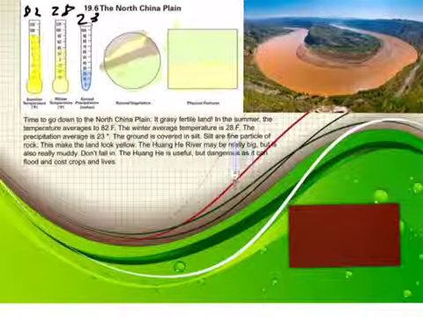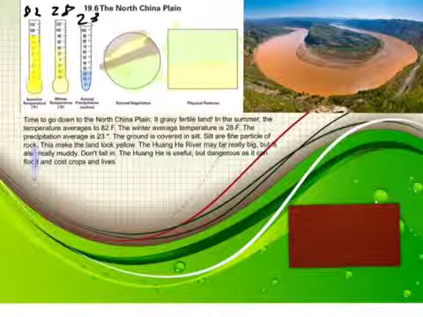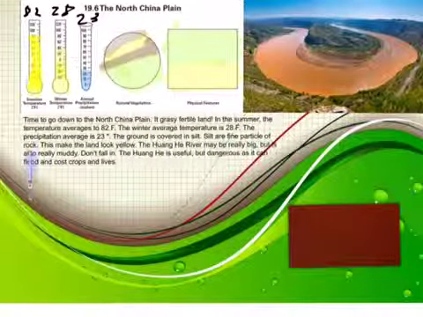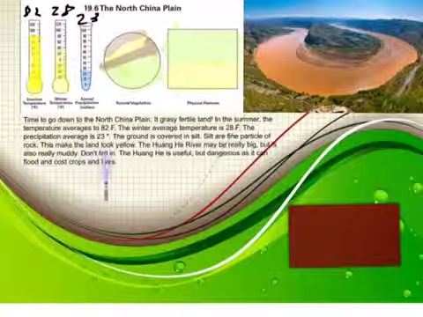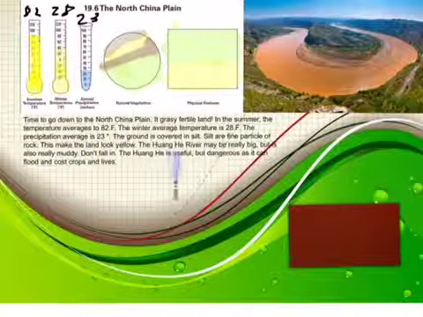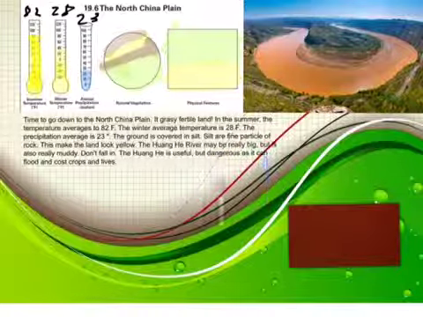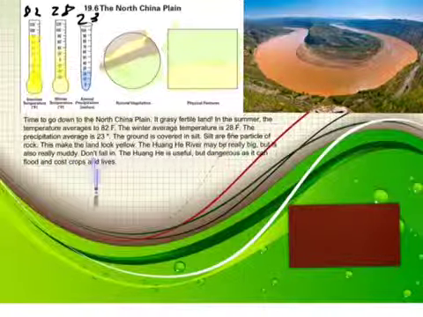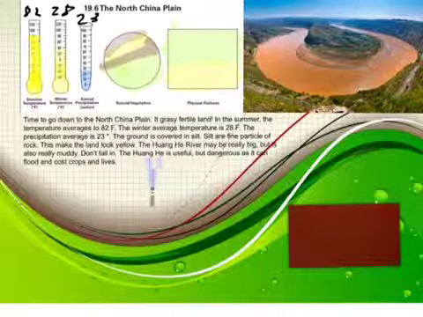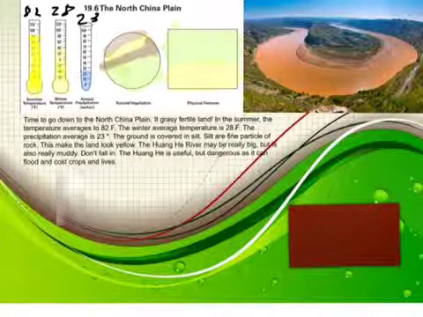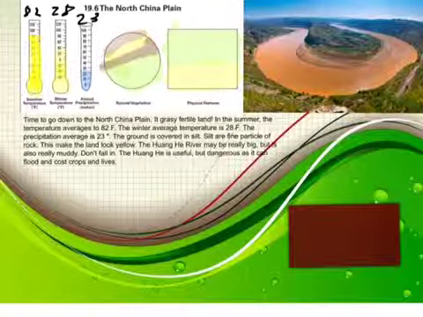The ground is covered in silt. Silt is fine particles of rock. This makes the land look yellow. The Huang He River may be really big, but it's also really muddy. Don't fall in. The Huang He is useful but dangerous as it can flood most crops and lives.